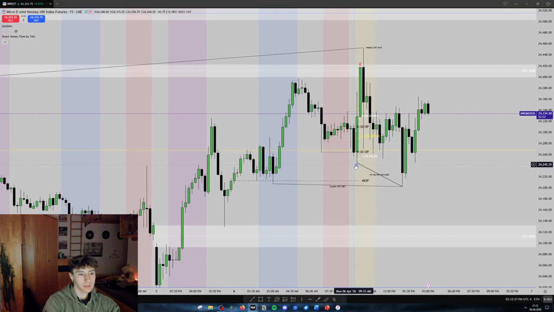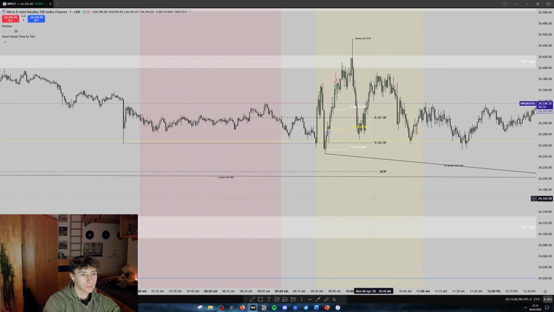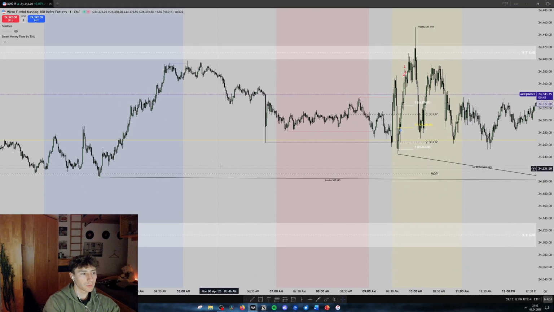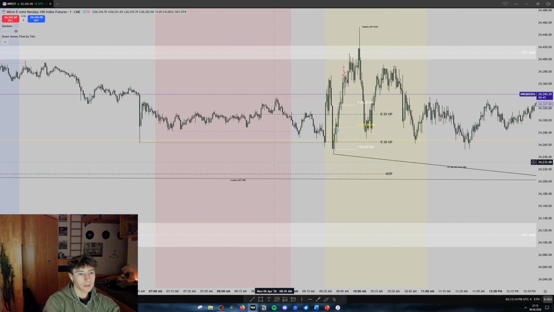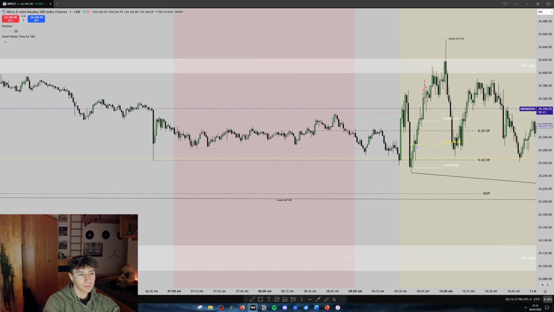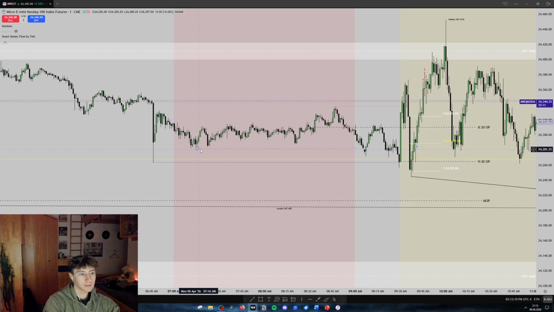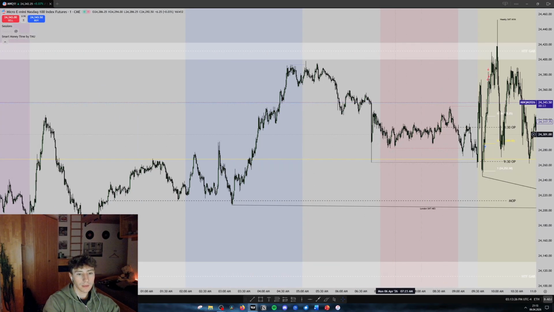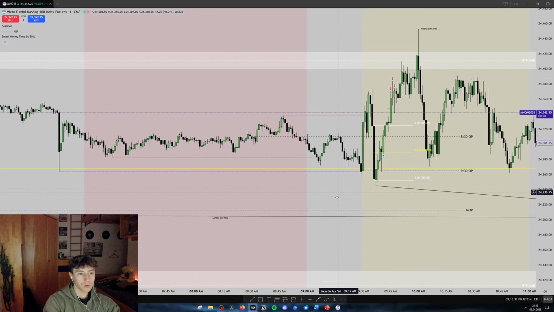I think a London SMT was also in play with the low right here, 9:28 I think it was. So we already had SMT with the Dow Jones, playing with London lows. And as you see, we also swept New York open kill zone sell-side liquidity before the opening, also swept the low right here with the opening, and we are respecting the CE level of the daily order block.